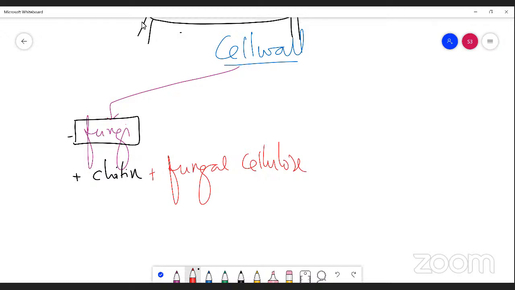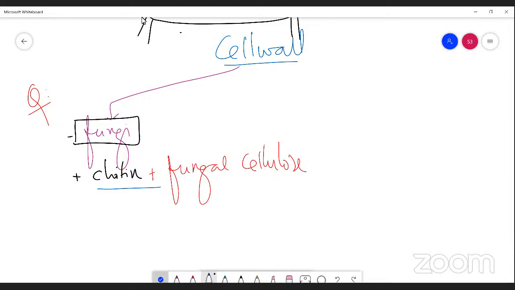You can expect a question in your examination. Cell wall of fungi is made up of this. Could you answer, please? Chitin. Very good, keep it up. What is chitin? Actually, chitin is a polysaccharide compound. It is deposited in the cell wall of fungi. In addition, fungal cellulose is also deposited in the cell wall of fungi.